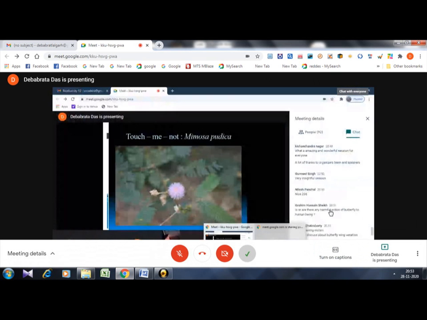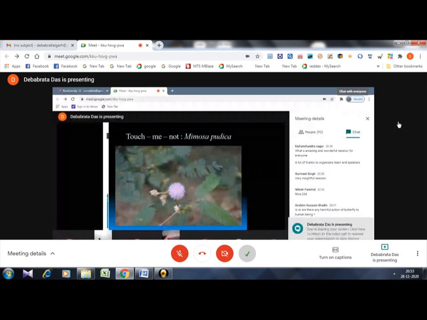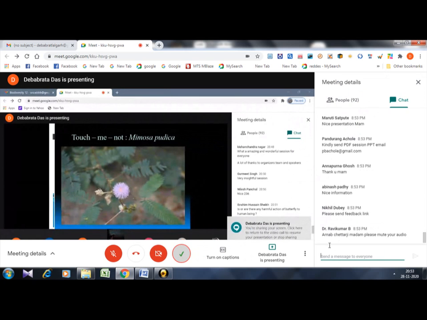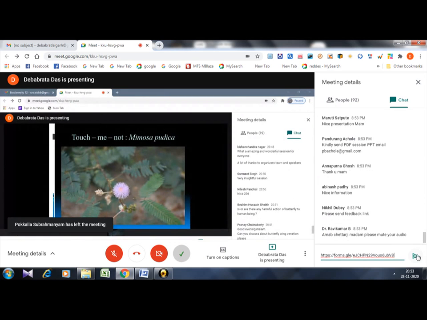Then touch me not, Mimosa pudica. The butterflies are very clever. They know that if they sit on the leaves of this plant, the leaves will close and they can fall. That's why they sit on the branches of this plant. As the name suggests, touch me not, it doesn't allow anything to touch it.